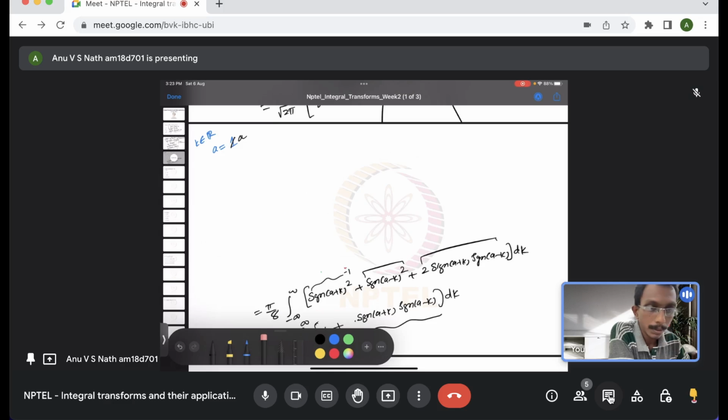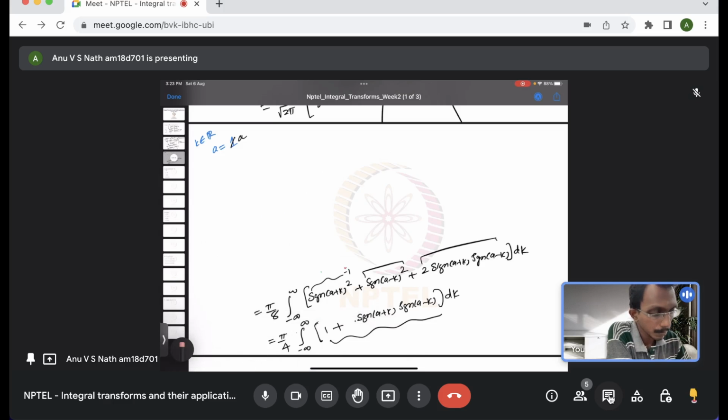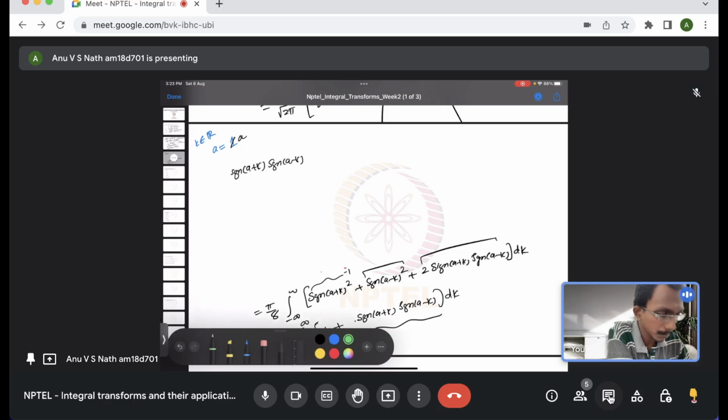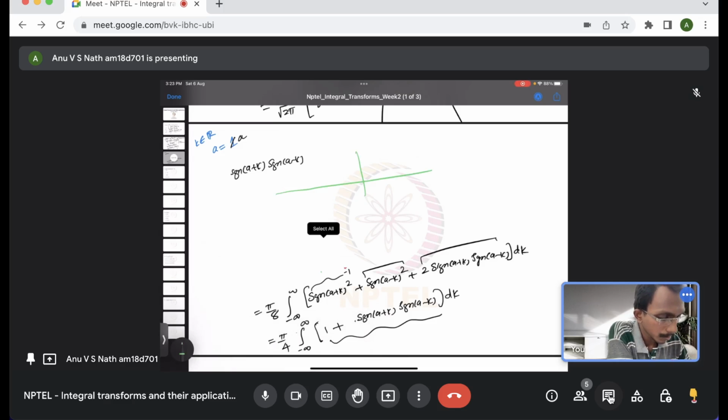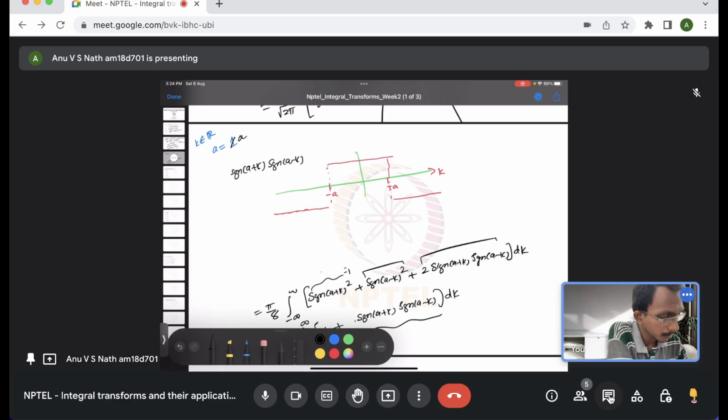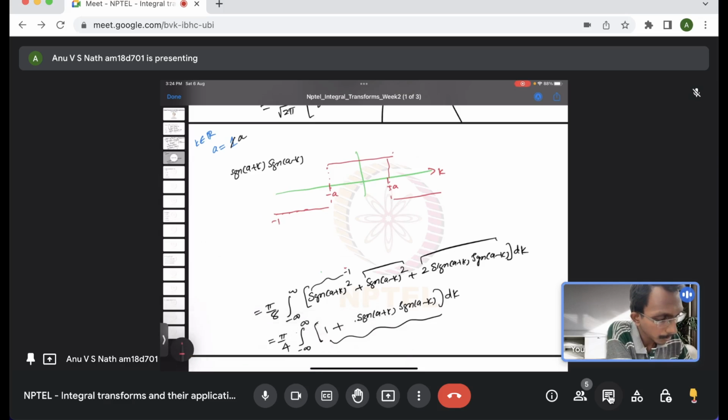So what we now got is that the function sine of a plus k times sine of a minus k will look something like this. If you have minus a here and plus a here on the k axis, the function value is minus 1 here also, and here it is plus 1. So this is minus 1 and this is plus 1.